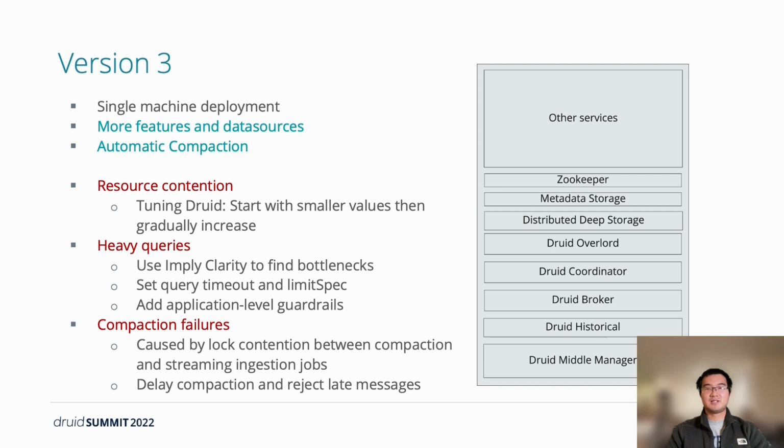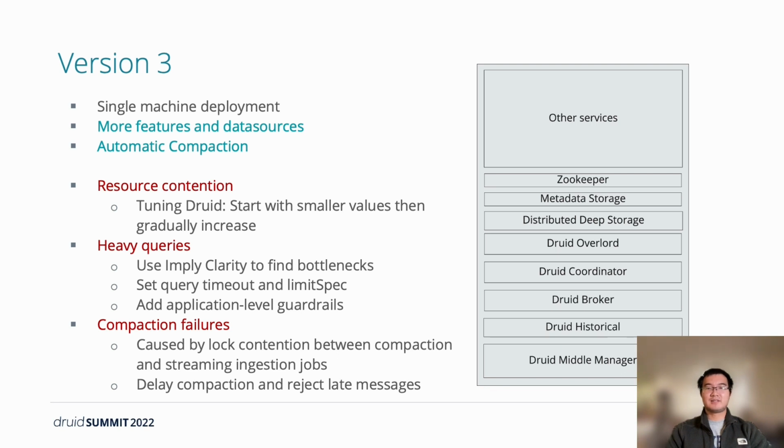Another issue was heavy queries. They were slow and blocking other light queries. We used Imply Clarity to identify the bottlenecks and tune Druid accordingly. Also, we set query timeout and limit spec so the heavy queries won't go on indefinitely. We also added application level guardrails, which is like a simple query planner. If the application believes the query result would be too large, it will not issue the query at all.